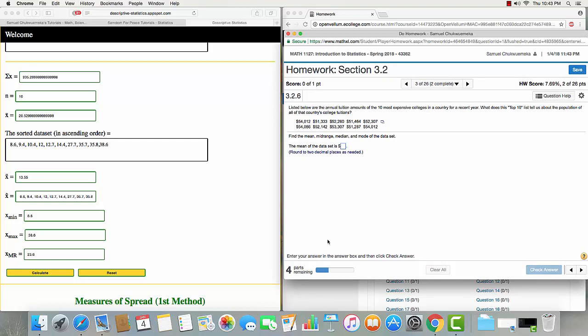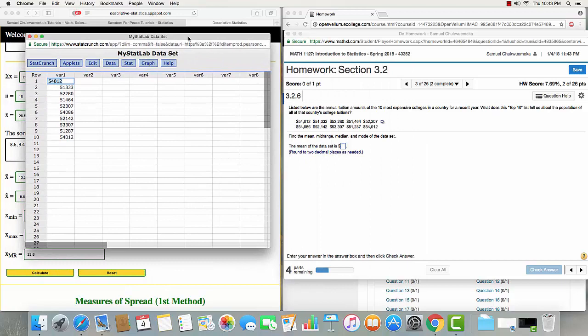Question 3. Listed below are the annual tuition amounts of the 10 most expensive colleges in a country for a recent year. What does this top 10 list tell us about the population of all of that country's college tuitions? Okay. We can use StatCrunch for this question. So this is how you do it with StatCrunch. You see this icon right here. When you point at it, it says click to copy table. You click it. Then you open StatCrunch.